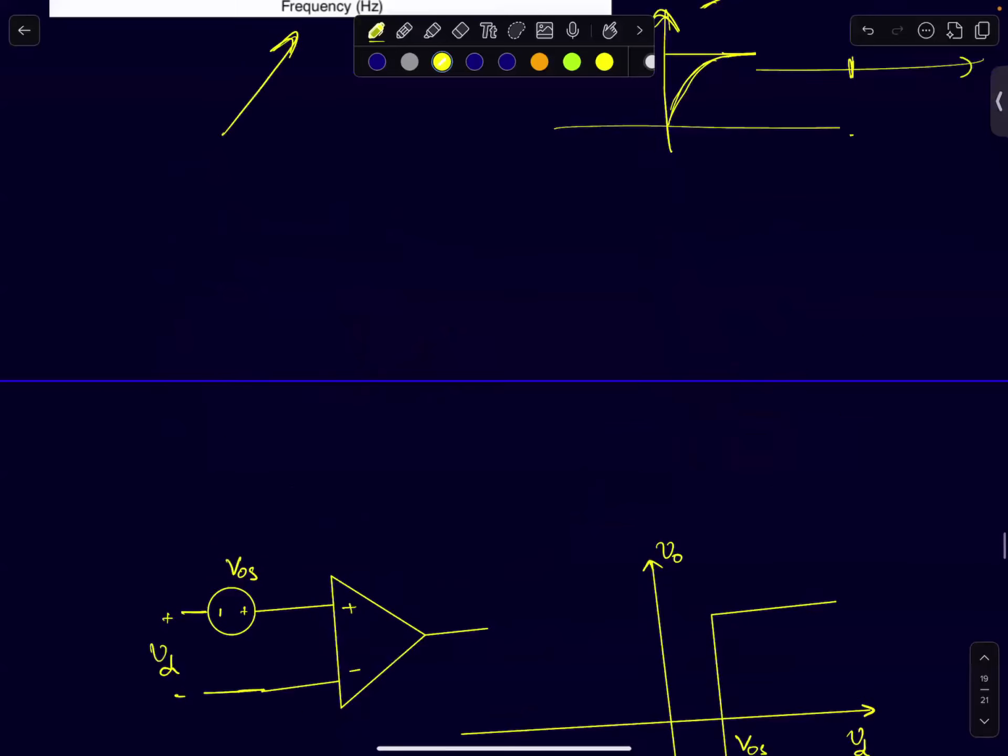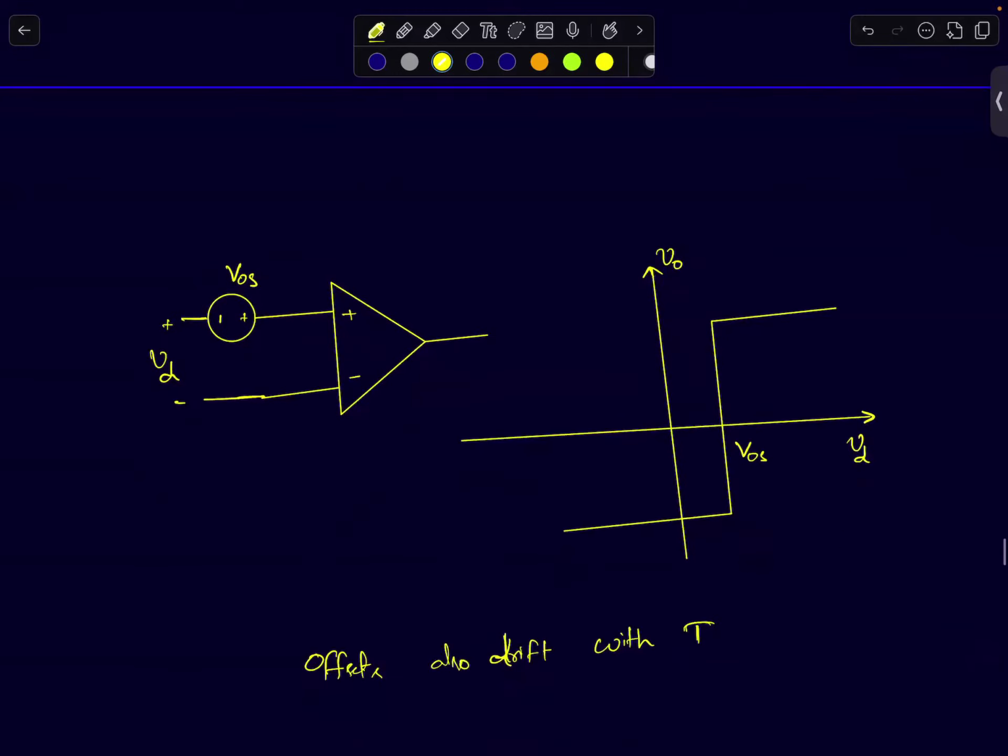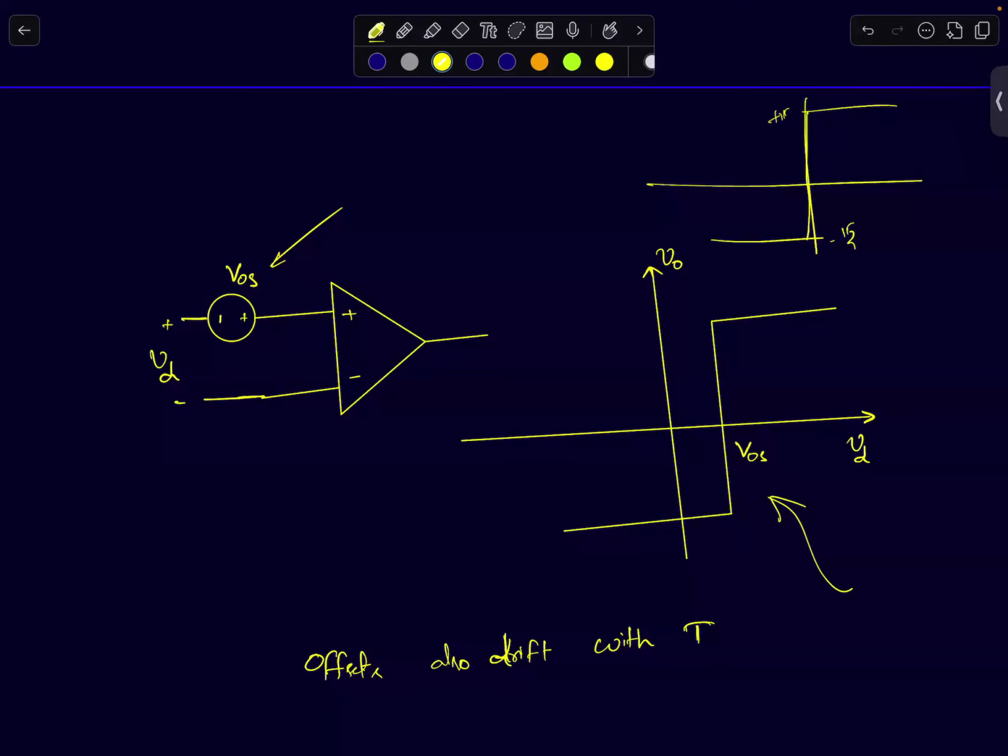The second one, which we discussed in the previous lecture, is offsets. We said offsets can be modeled as an input voltage source at the input of the op-amp. On a transfer characteristic, offsets will look something like this. Ideally, you would want an op-amp to transition at the zero crossing point. When your differential voltage is slightly greater than zero, it will go to plus 15, or slightly less than zero, it will go to minus 15, and so on.